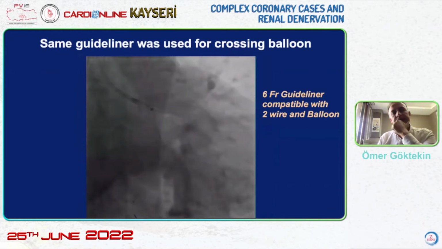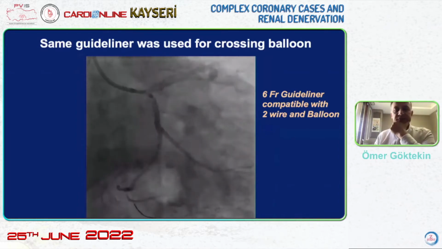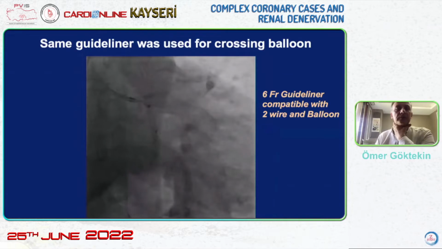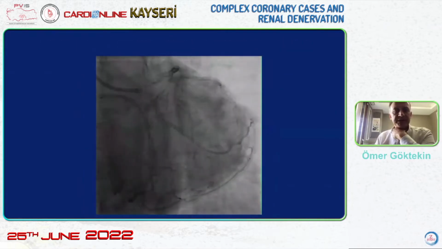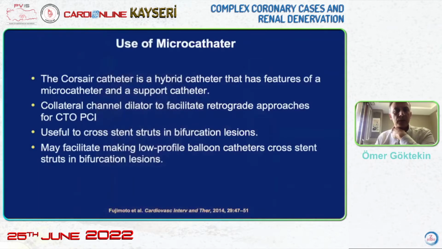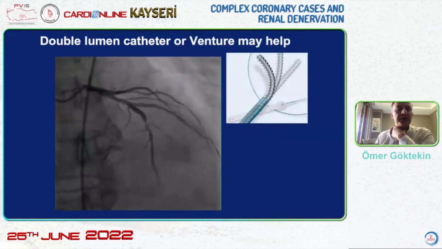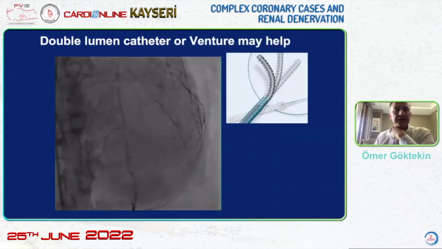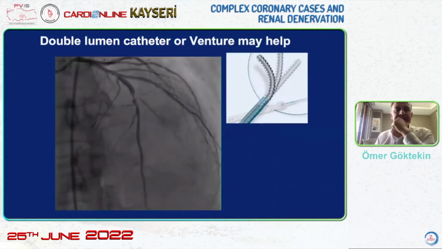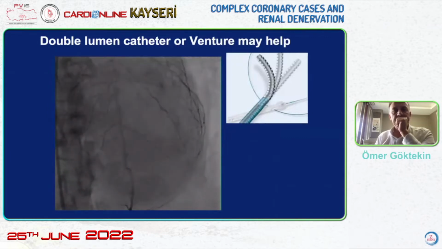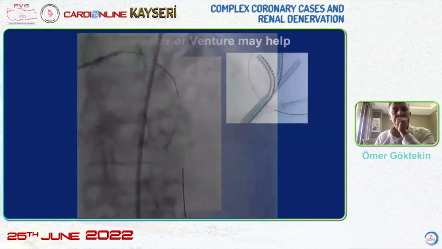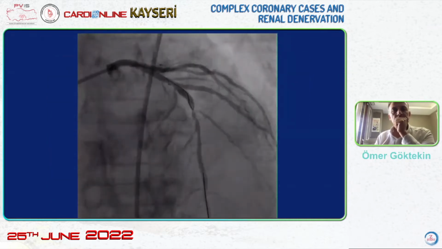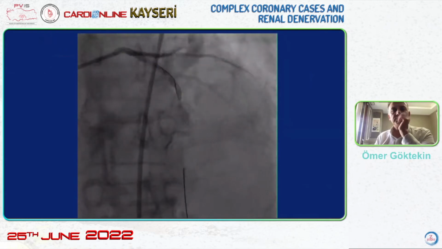With the low profile balloons, you can make kissing. We use also 6F guideliners. We use micro catheter. And this is very good, and we use the other catheters. You can use the side branch crossing.